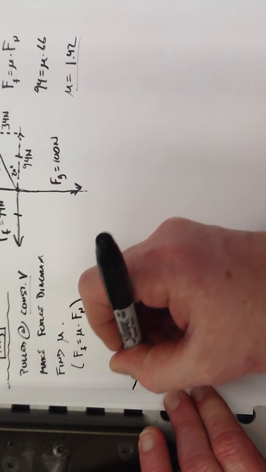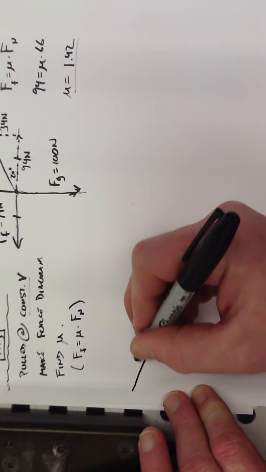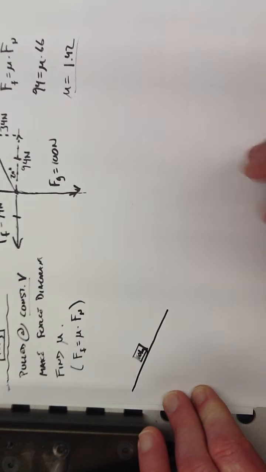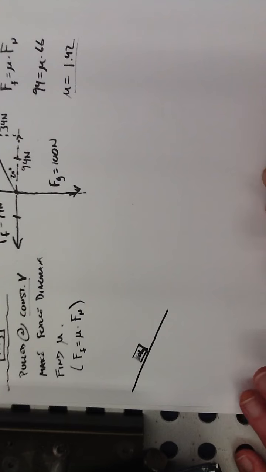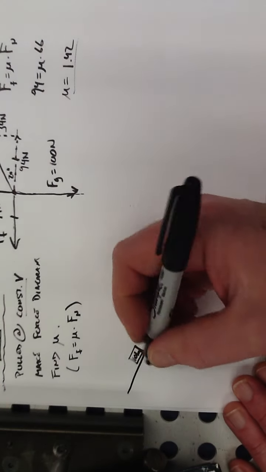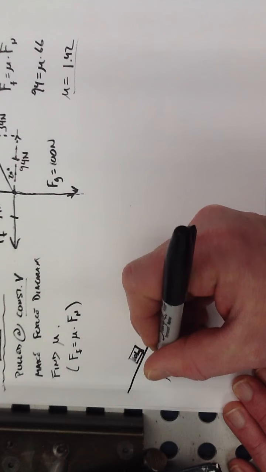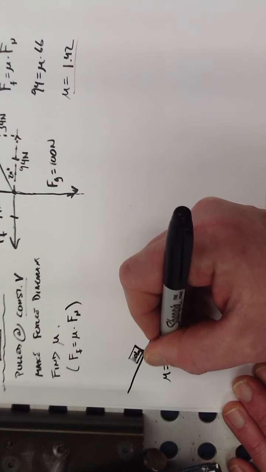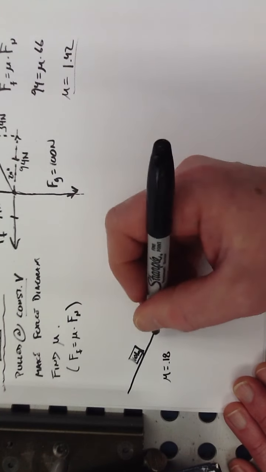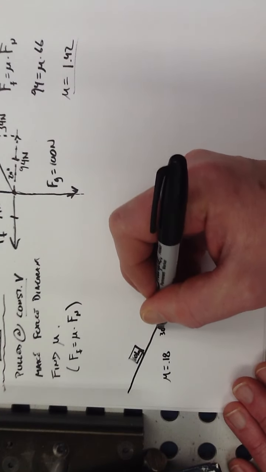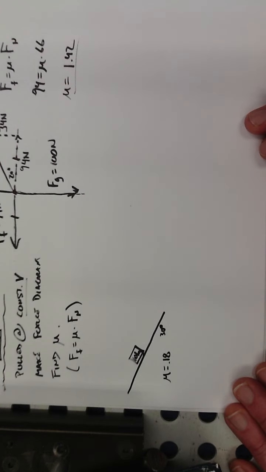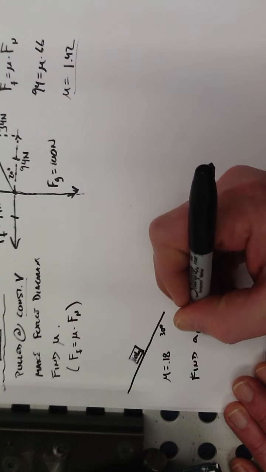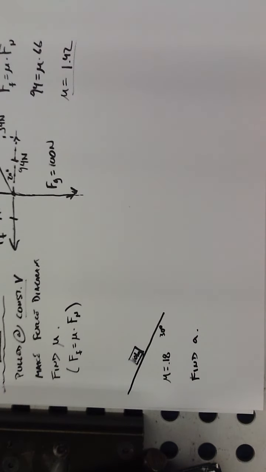This time we've got, should we stick with the same box? This box is getting a workout. The same 10 kilogram box. Now it's on a ramp, and the coefficient of friction is, let's say it's 0.18, and let's say this ramp is at 30 degrees. And we want to find the acceleration of the box.